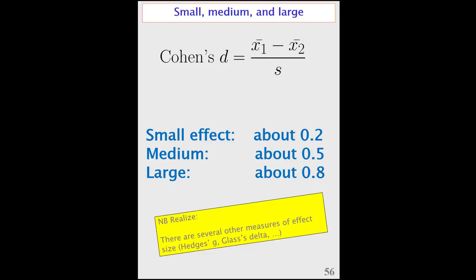This is what we're sort of used to. The small effect is a Cohen's d of about 0.2. The medium-sized effect is a Cohen's d of about 0.5. And the large effect is about 0.8. And obviously anything that's larger than that is even bigger. Stata will have quite a few, not only Stata, quite a few other measures of effect size that we won't go into, such as Hedges' g and Glass's delta, and some of these you sort of get for free when you ask for the Cohen's d.